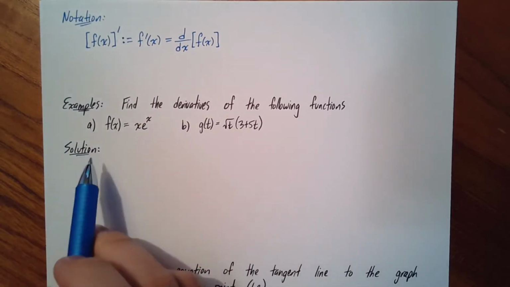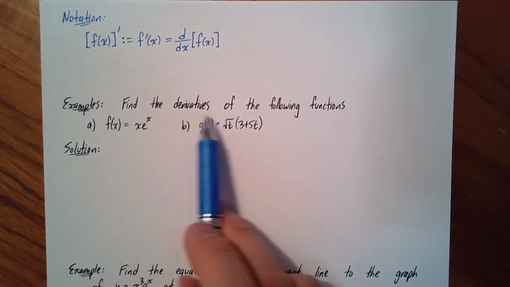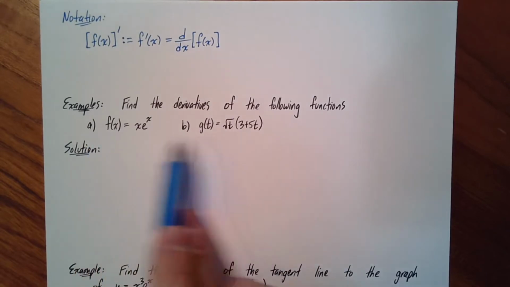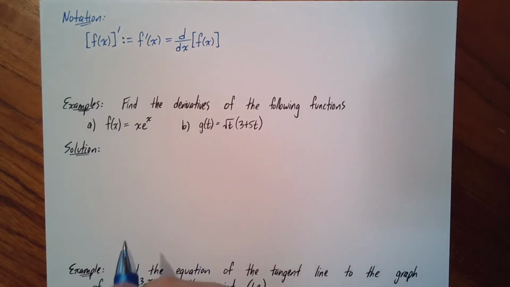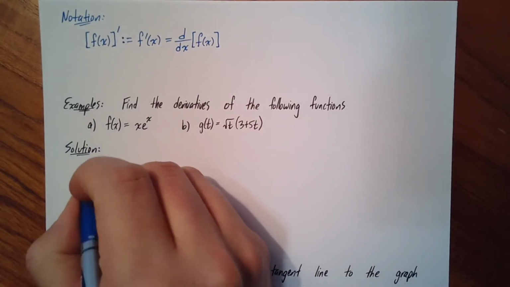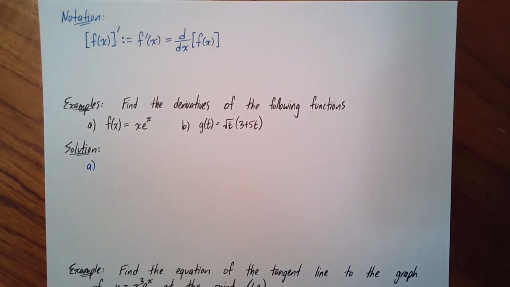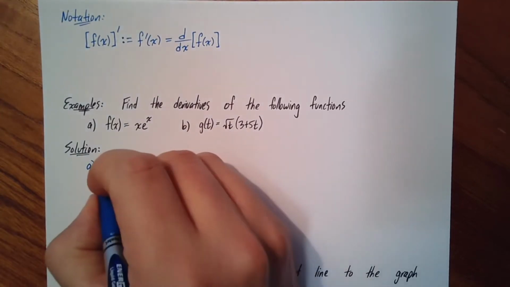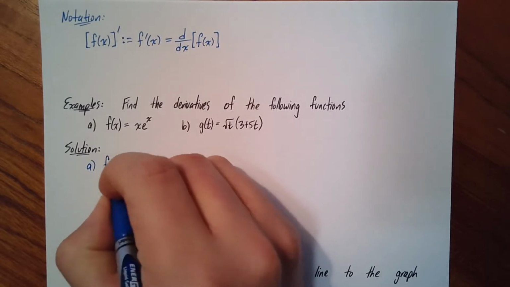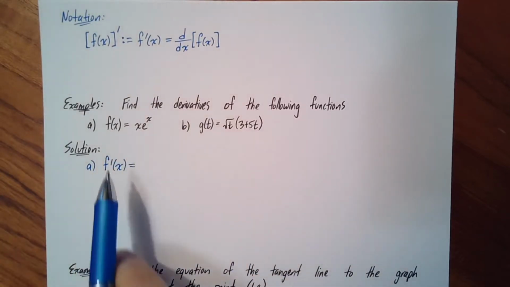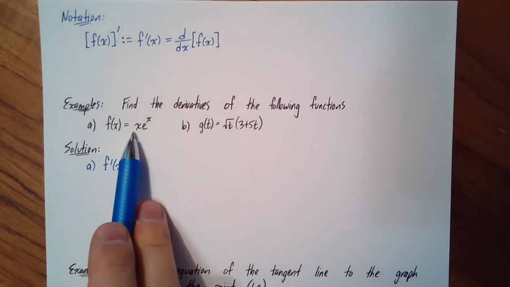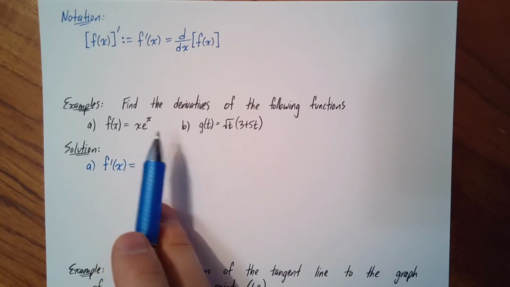So for the solution to this problem, we want to find the derivatives of the following functions, and we're given the two functions here, and they're both products. So we're going to have to use the product rule. For part A, let's jump into part A. We want to find f prime of x, and f of x is the product of x and e to the x. Those are your two factors.